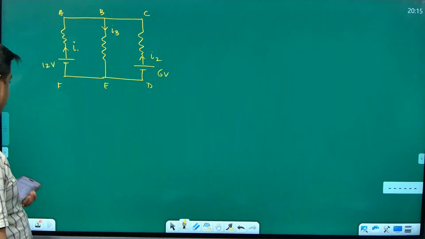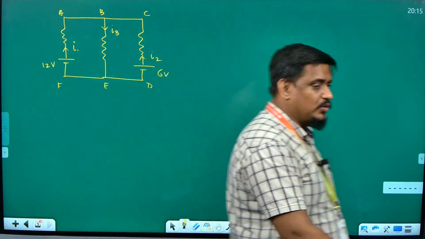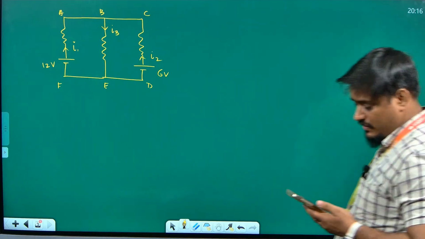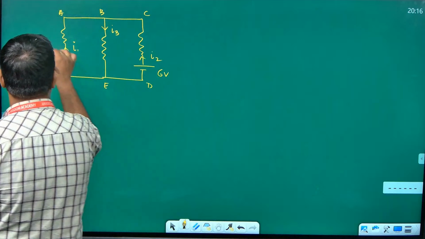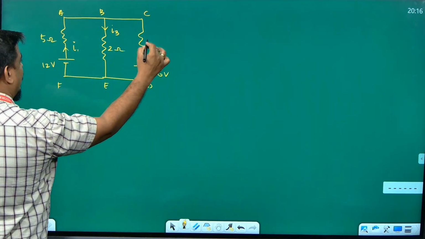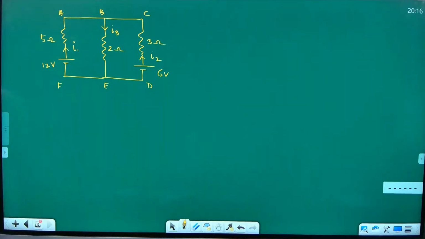I made intentionally 3 unknowns. Solve it. Give me the value of I1, I2 and I3. Resistance I have not given, right? 5, 2 and 3. 5 ohm, 2 ohm and 3 ohm. Start solving fast. Take as you want loops.